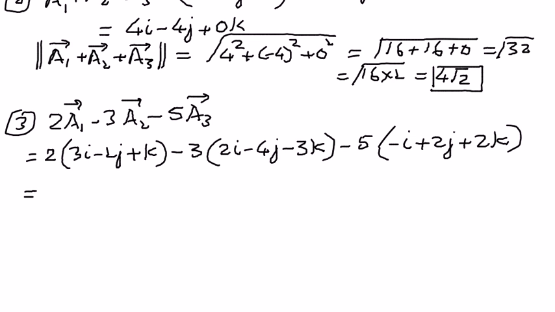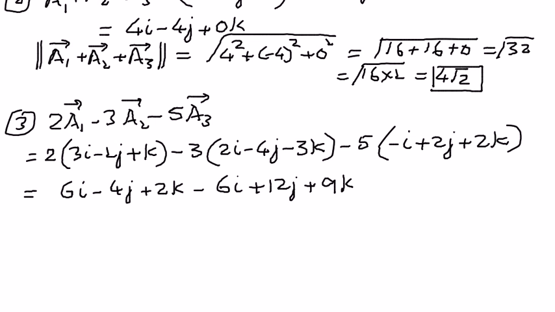So let's simplify this. 2 times 3i is 6i, minus 2 times 2 is 4j, plus 2 times 1 is plus 2k, minus 6i plus 12j plus 9k. I'm just distributing the negative 3 to every one of the terms inside the parentheses. And then negative 5 times negative i is positive 5i, minus 10j minus 10k. So we have all the elements written down. And now we will collect all the like terms.